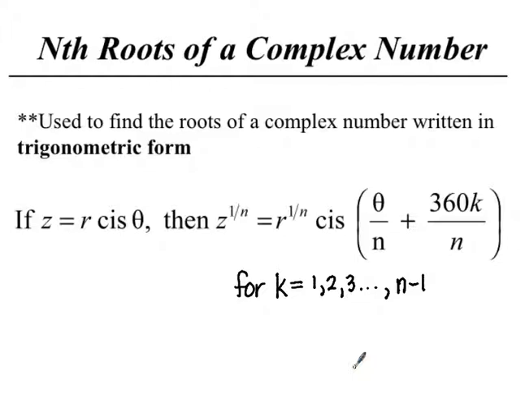You got it written down? Ready to go? So let's look at the next one. Find the 6th roots of i. So the first thing I need to do is put this in polar form.